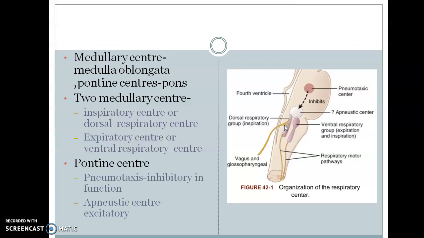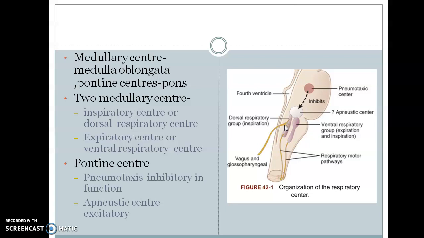The apneustic center sends impulses to the inspiratory center. It activates the inspiratory center and thereby prolongs inspiration until it stops in expiration. It is inhibitory on expiration. So the apneustic center and pneumotaxic center appear to be opposite in function.